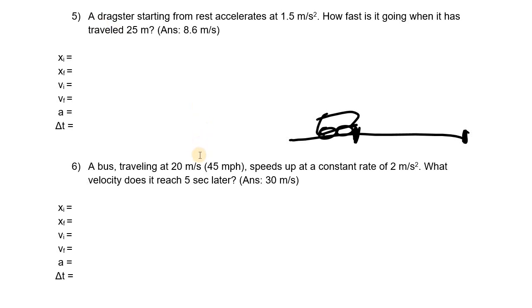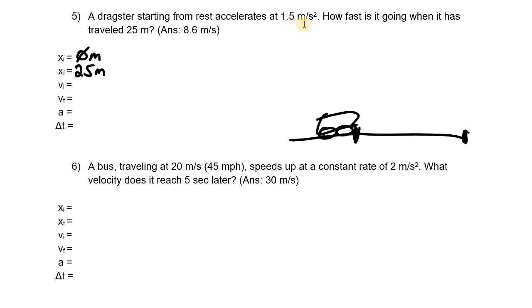Let's start to plug in what we know. If it's starting right here, what are we going to say the initial position is? Hey, this is getting a lot more common, right? We're going to see this a lot unless it really specifies what the initial position is. And what's the final position? Well, we know it has traveled 25 meters, so that's a good indicator that that's our final position.